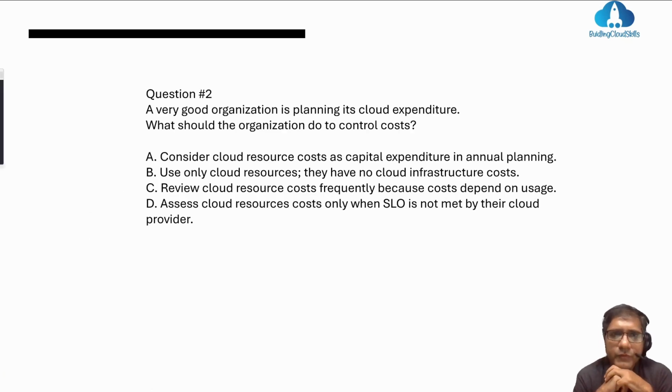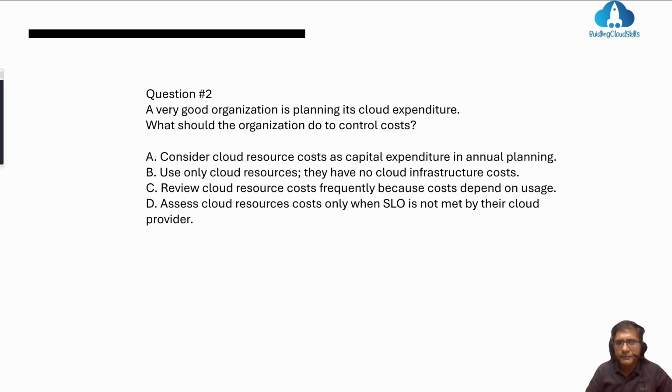All right, so let's do question number 2. An organization is planning its cloud expenditure. What should the organization do to control the cost? Option A, consider cloud resources cost as a capital expenditure in annual planning. Option B, use cloud resources, as they have no cloud infrastructure cost. Option C, review cloud resources cost frequently because cost depends on usage. Option D, assess cloud resources cost only when the SLO is not met by their cloud provider.